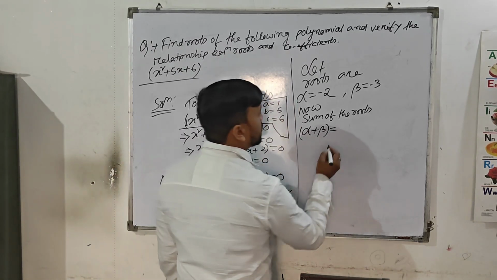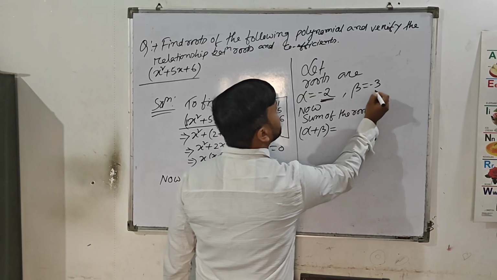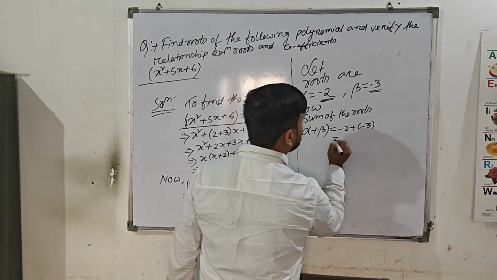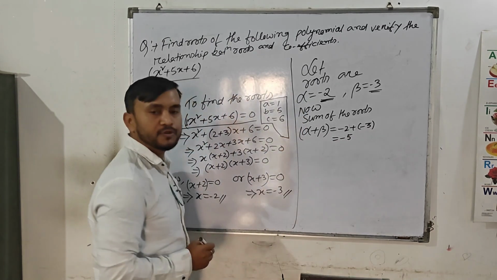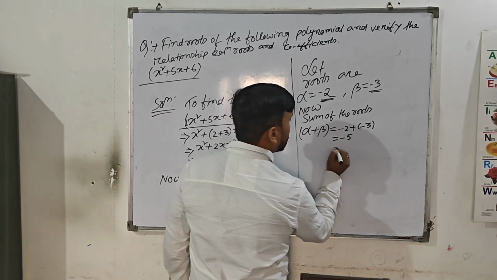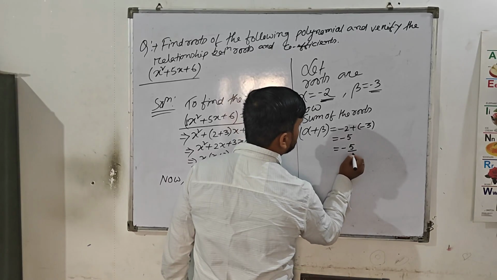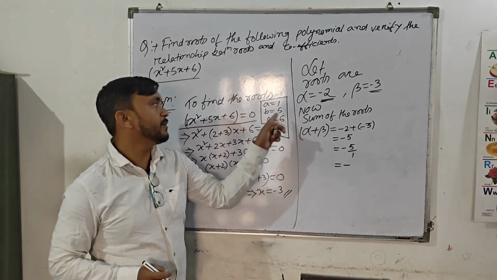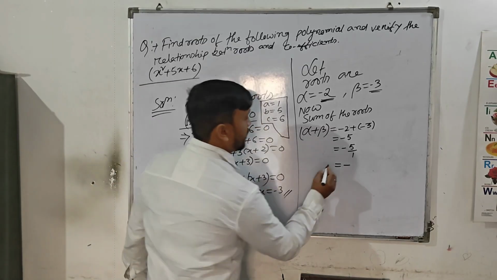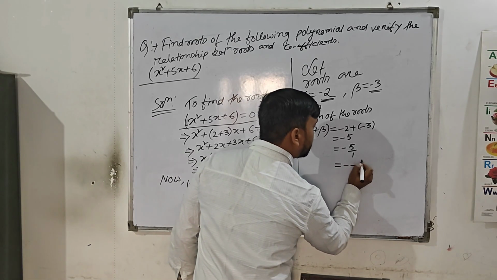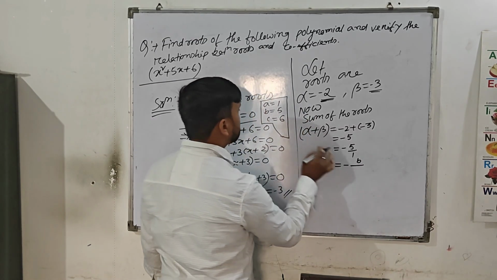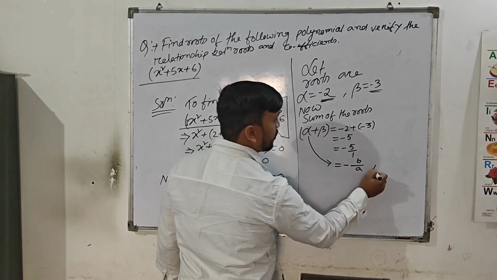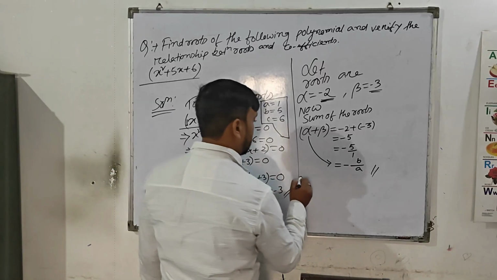Like this. So sum of the roots: this one value, this is second value. Minus 2 plus minus 3 gives you minus 5. This minus 5 can be written as minus 5 by 1. Minus 5 was the value of what? B. Put a B here, and 1 was the value of A. So from this I get this one relation is verified.